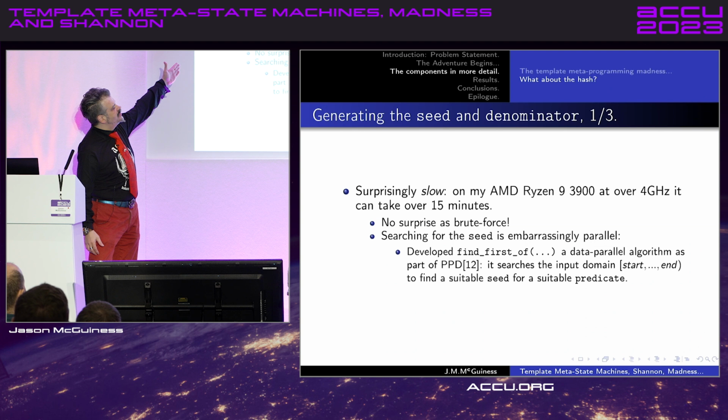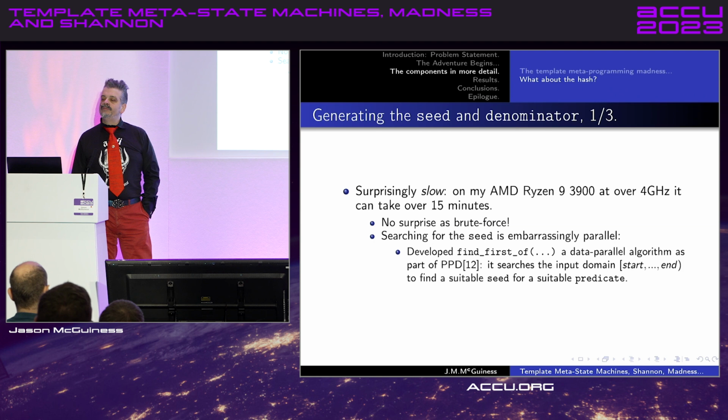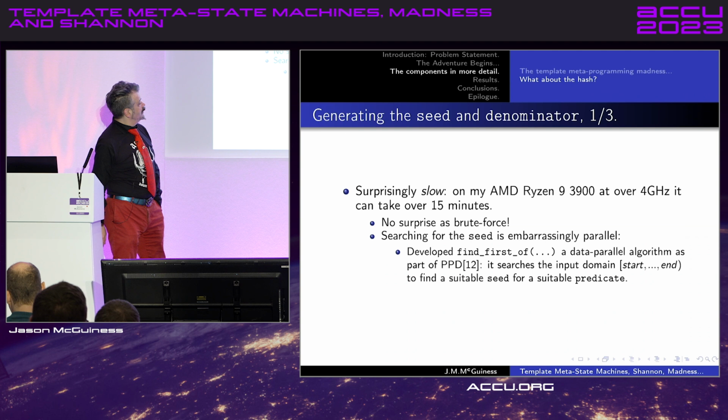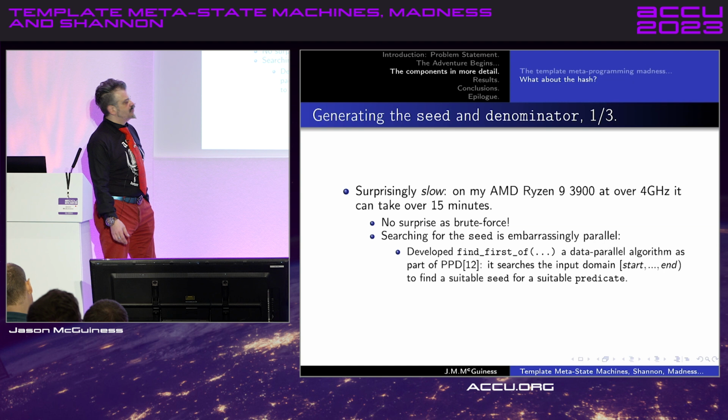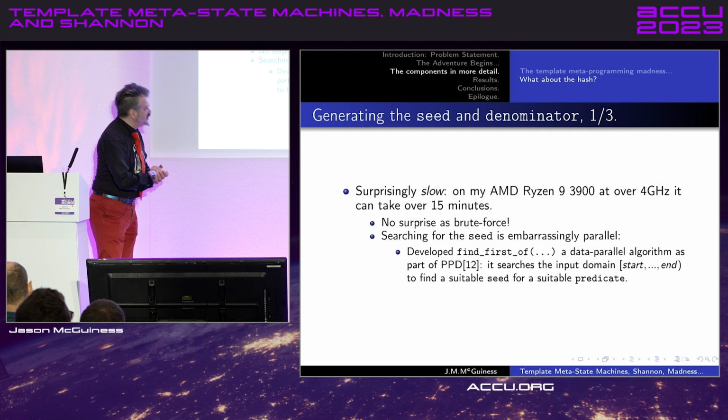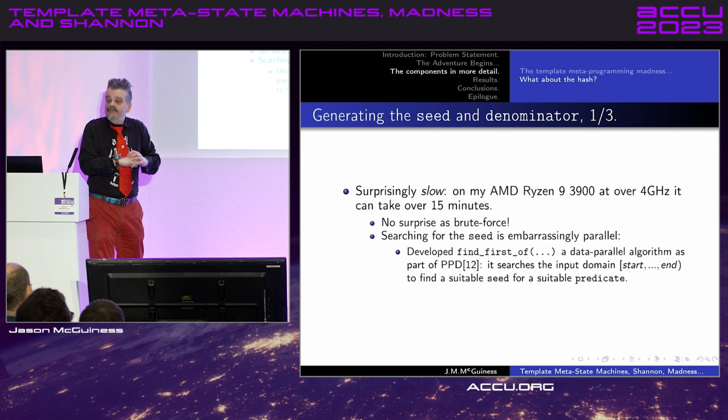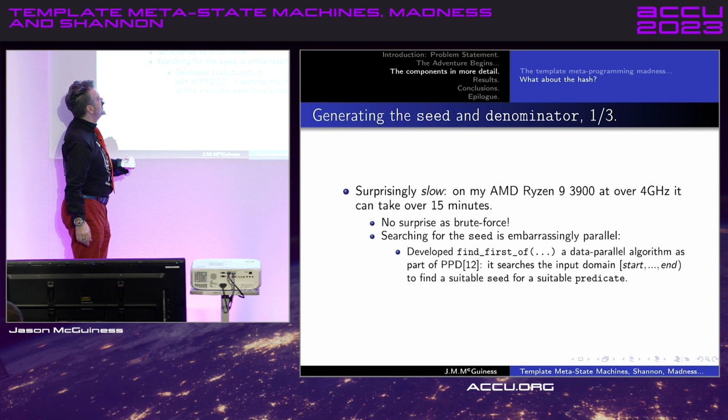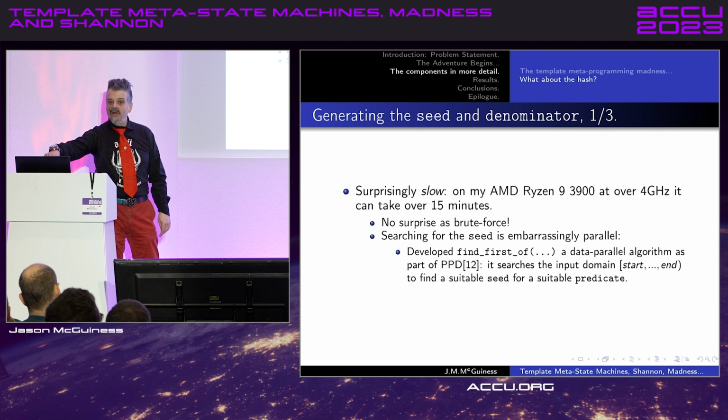It's surprisingly slow to enumerate over 2 to the power of 32. It takes about 15 minutes, single thread. But it's brute force, isn't it? And you hope you get the first one. So I decided, I've got a parallel library called PPD. Thank you, Hubert Matthews, for the name, parallel pixie dust, where you sprinkle a little parallel pixie dust and magically it all goes faster. I developed a data parallel algorithm, and that cut the compute time down to about 2 minutes on this thing here that you can hear whirring away quietly. It gets very noisy.